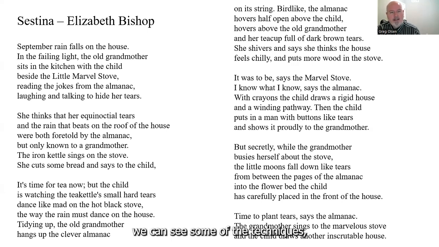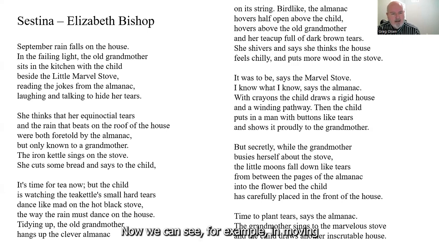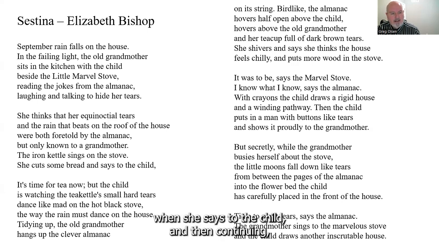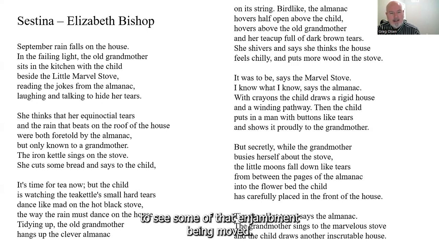You can see some of the techniques that Bishop uses to not make the poem seem too contrived, with the same words at the end of each line. We can see, for example, in moving from the second to the third stanza, she says "to the child" and then continues that thought into the next stanza. So these lines are being blended. We see some of that enjambment being used.